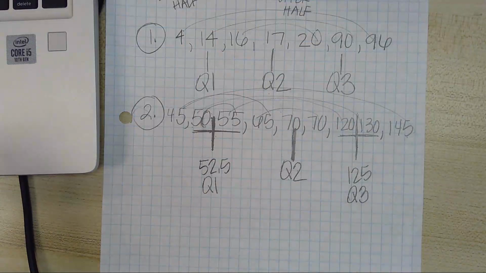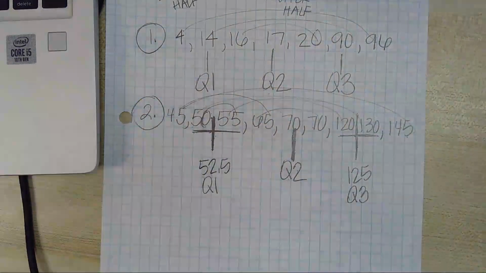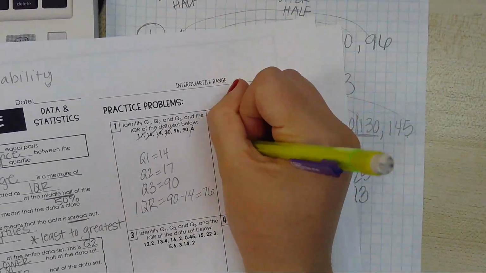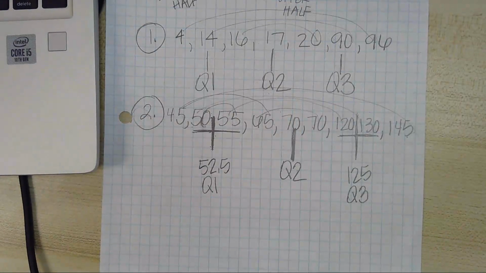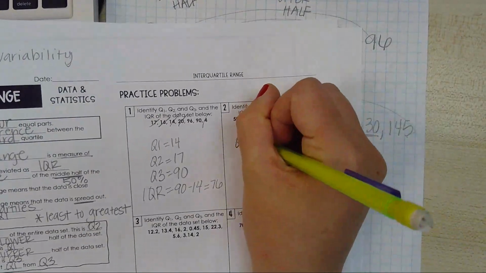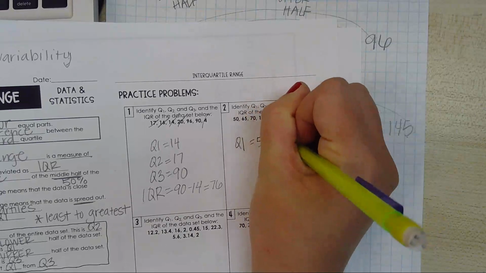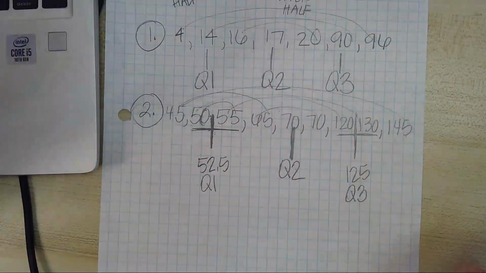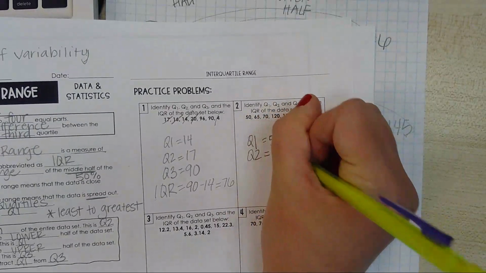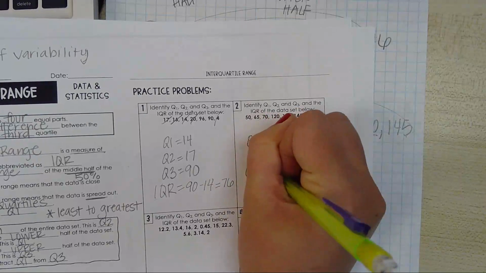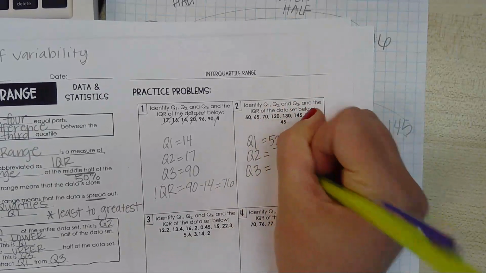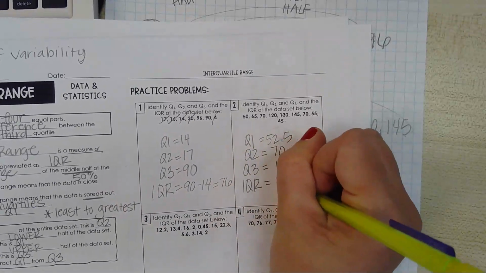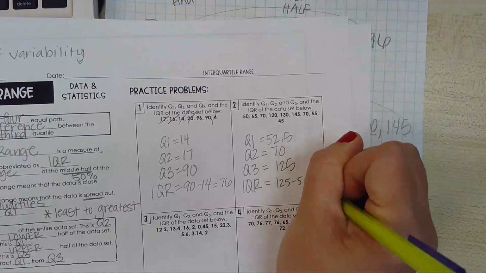So all I do is take all this data and write it on this piece of paper: Q1 is going to be 52.5, Q2 is going to be 70, and Q3 is going to be 125. And did I find my interquartile range yet? No. 125 minus 52.5, and what do you get?